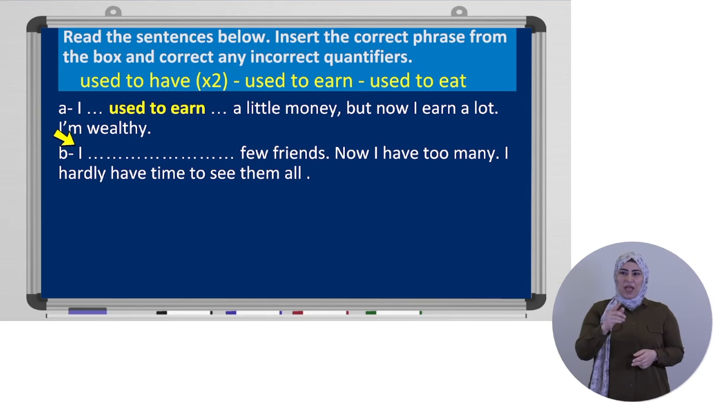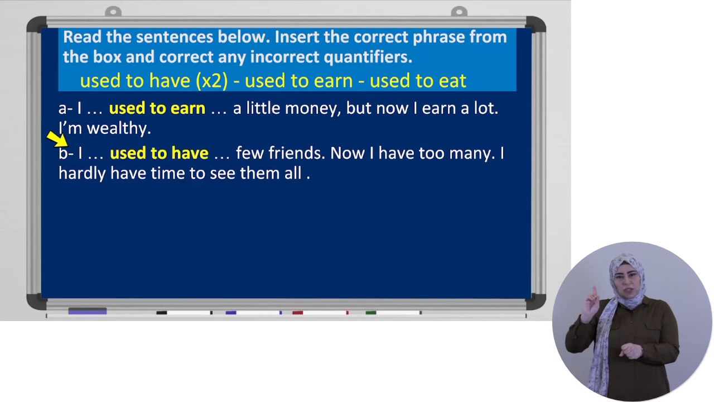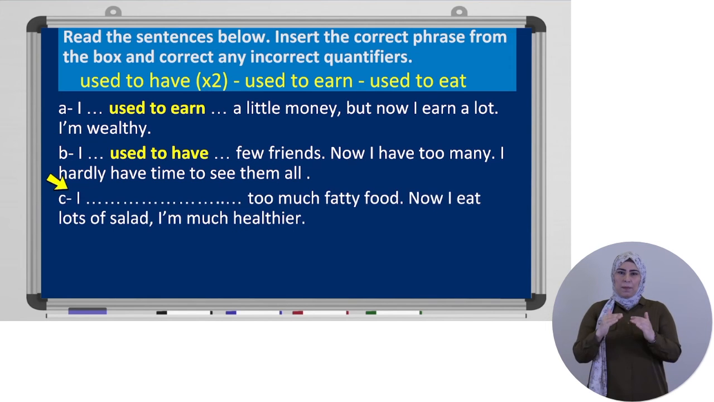The trick is in the answer. The answer is in the question. There is no trick here. Just try to find it. I ___ a few friends. Now I have too many. So obviously, we're going to be using I used to have. See? Have and have. Let's look at C.